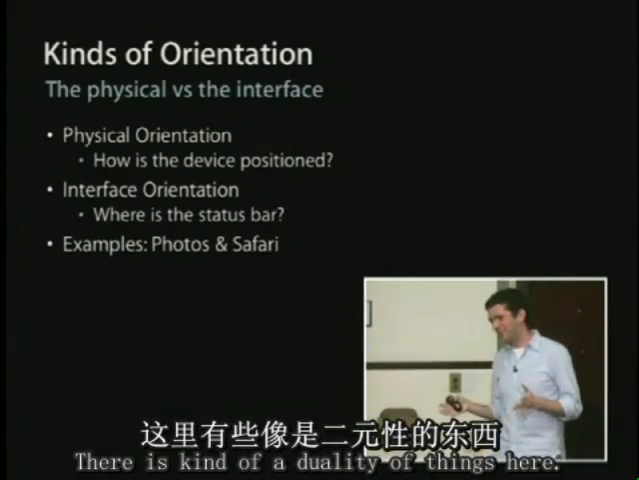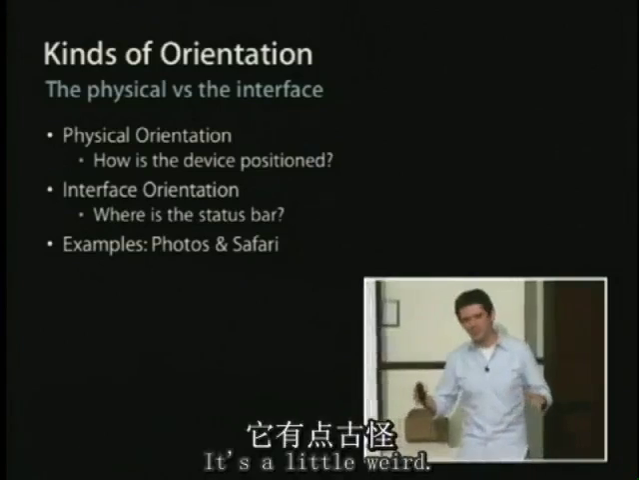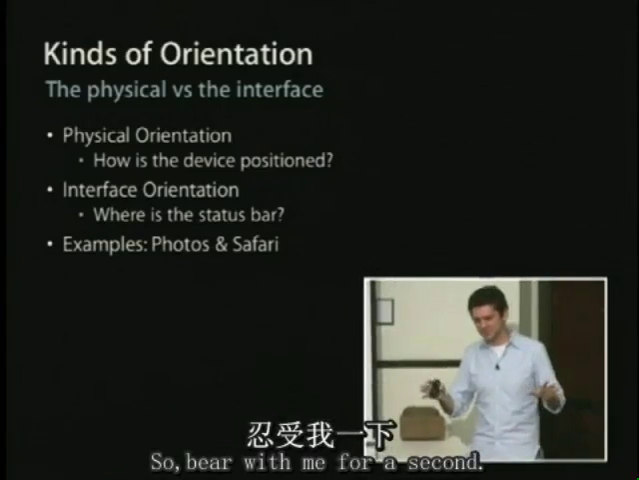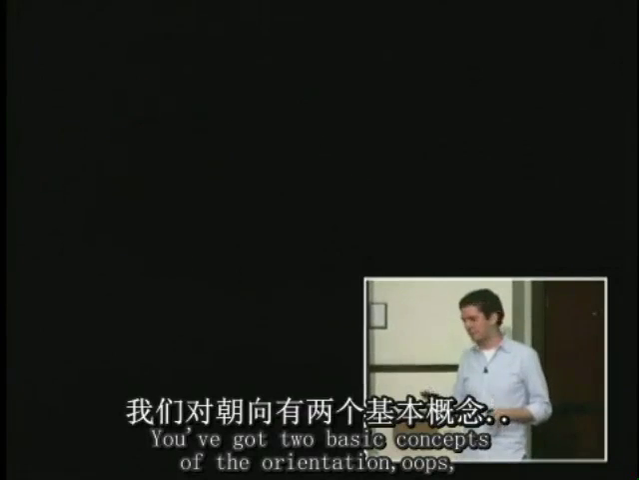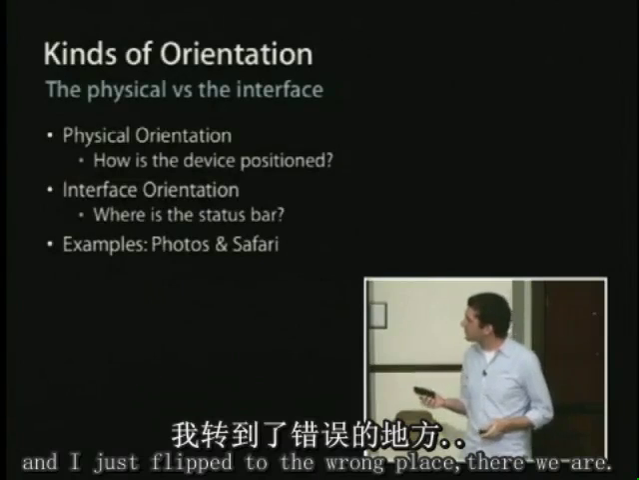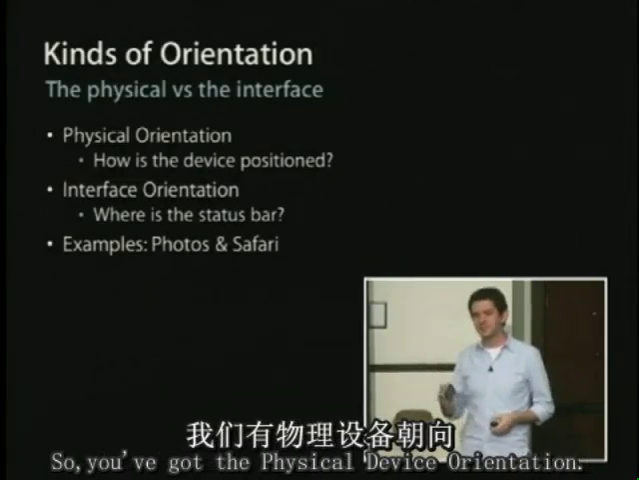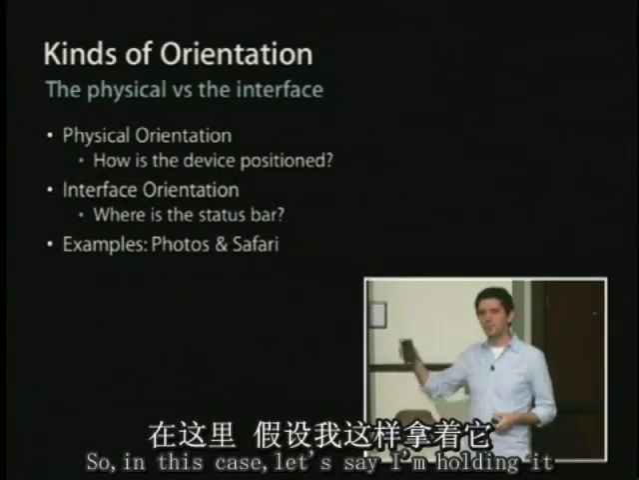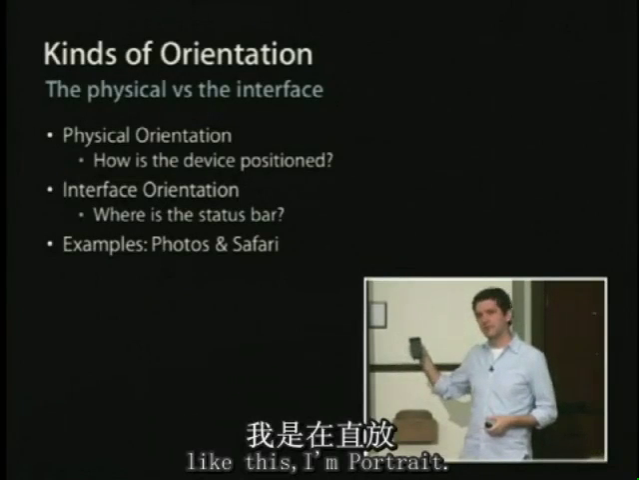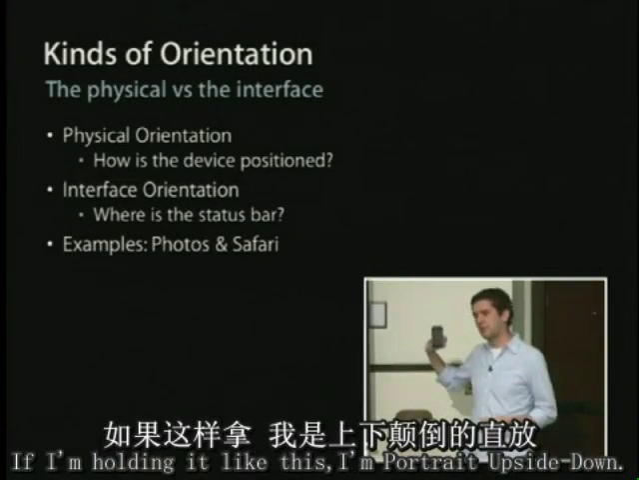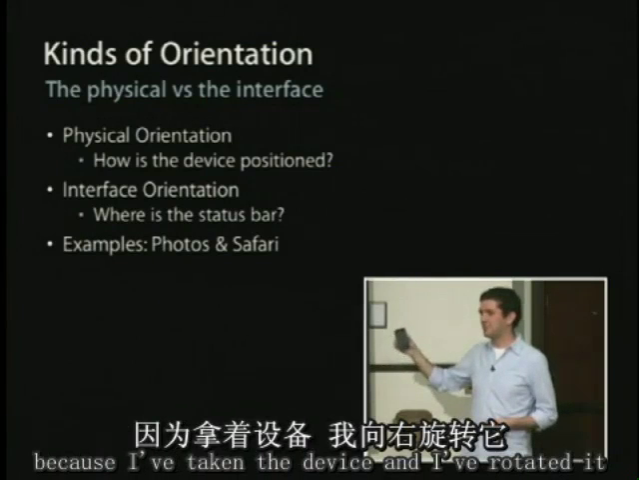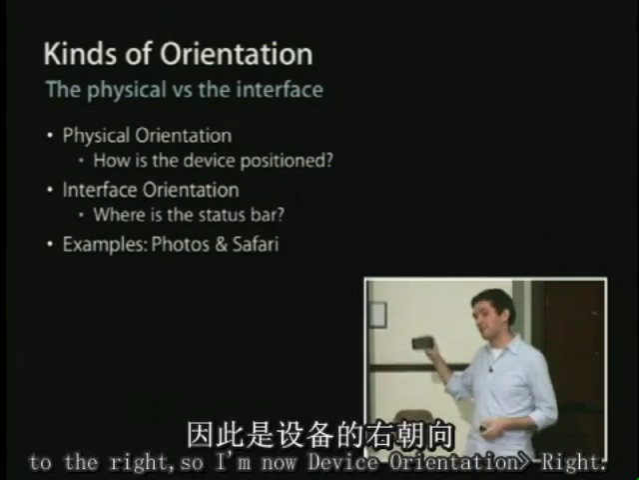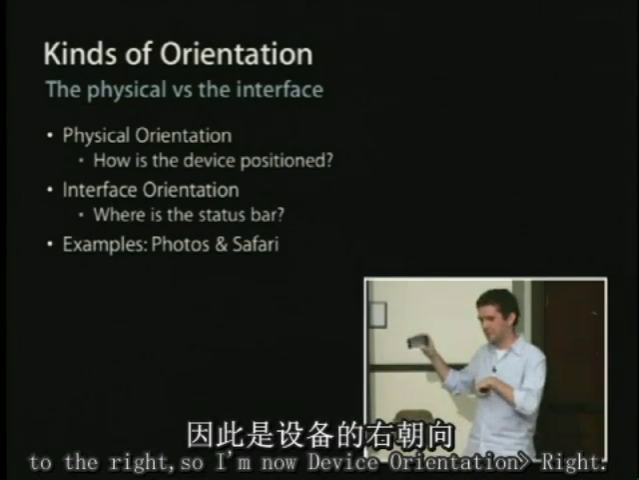There's kind of a duality of things here. It's a little weird, so bear with me for a second. You've got two basic concepts of the orientation. Oops, I just flipped to the wrong place. There we are. So you've got the physical device orientation. In this case, let's say I'm holding it like this. I'm portrait. If I'm holding it like this, I'm portrait upside down. And if I'm doing this, I'm now landscape right, because I've taken the device and rotated it to the right. So I'm now device orientation right.